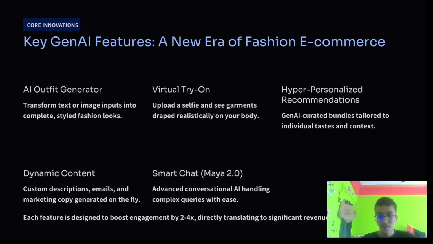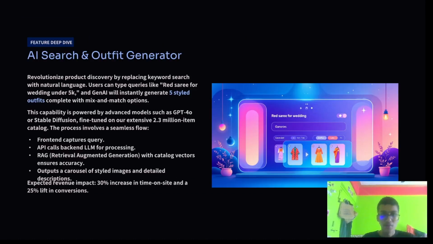The AI outfit generator can be one of those. Then virtual try-on, hyper-personalized recommendations, dynamic content creation, and smart chat. I will show you all of these features one by one in the later part. So, AI search and outfit generator.